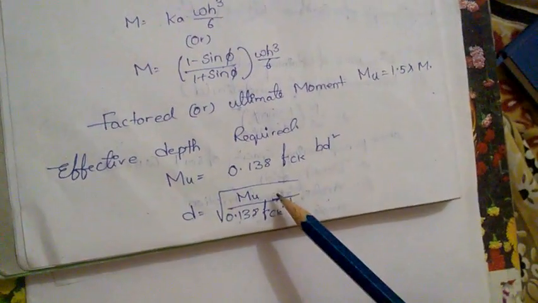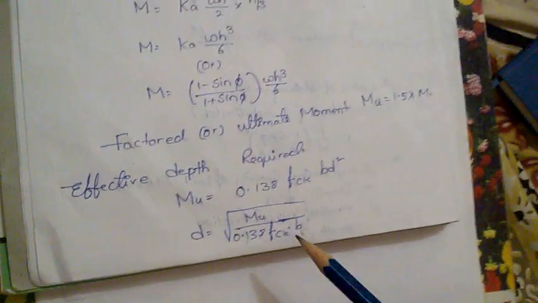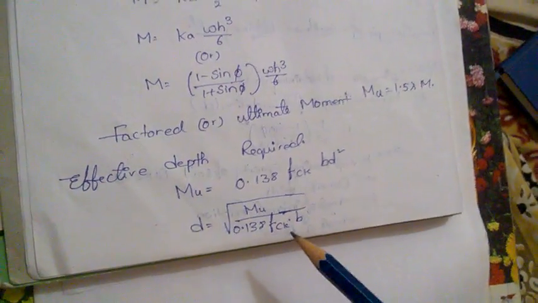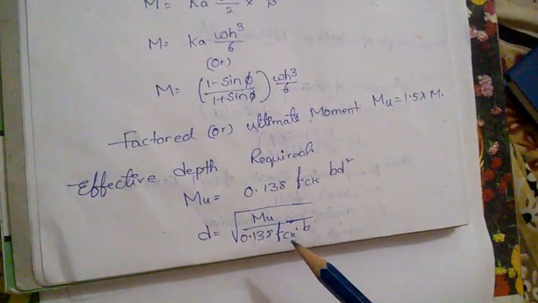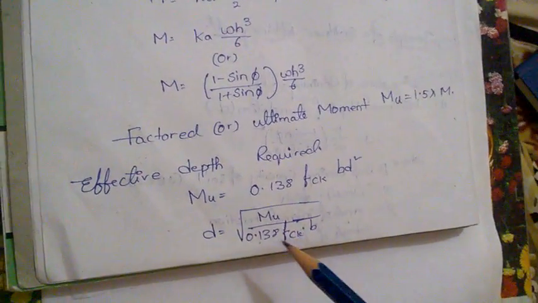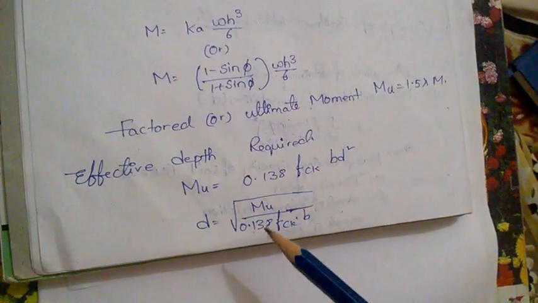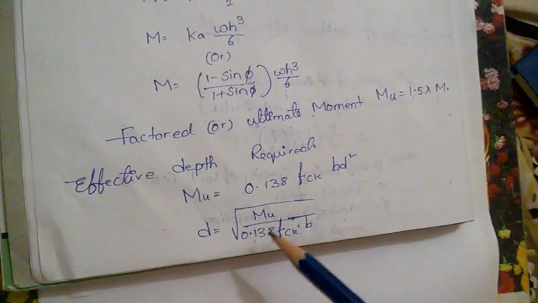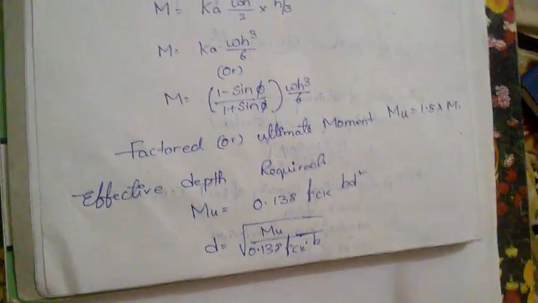Means for M15 concrete, the characteristic strength will be 15. FCK value will be 15 kilonewton per meter square, or per mm square. For M20 concrete, 20, M30 concrete, 30, M40 concrete, 40. This depends upon the characteristic strength.